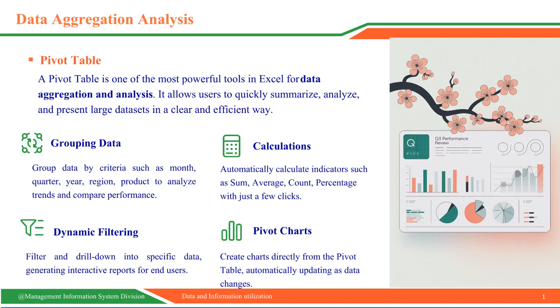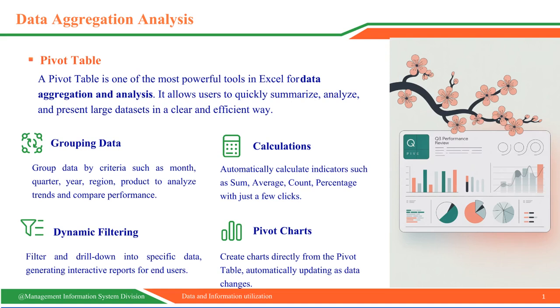Grouping data. In a pivot table, we can group data by criteria such as month, quarter, year, region, or product. Grouping helps us analyze patterns over time or compare the performance of different categories. For example, we can see monthly sales trends or compare product sales across regions.